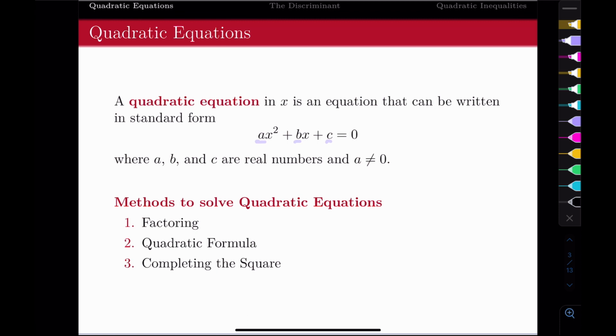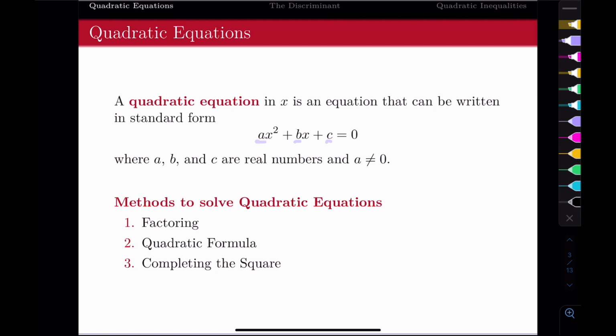The first one is definitely the easiest, which is factoring. So it's something we've had practice with before. It will work the best if it works. The problem is it's kind of a guess or check to see if that happens. So another method we have that's never going to fail is our quadratic formula. And that's definitely more tedious, but definitely not complicated.